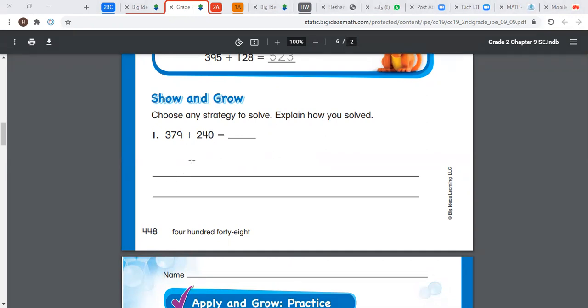Omar, I'll use the number line to get the answer. Okay, let's use the number line. This is the number line. Let's start by the first number, 379. So I write here 379. Now how many hundreds in 240? 2. So let's take 2 steps by hundreds. 1, 2. Let's write here plus 100 plus 100.